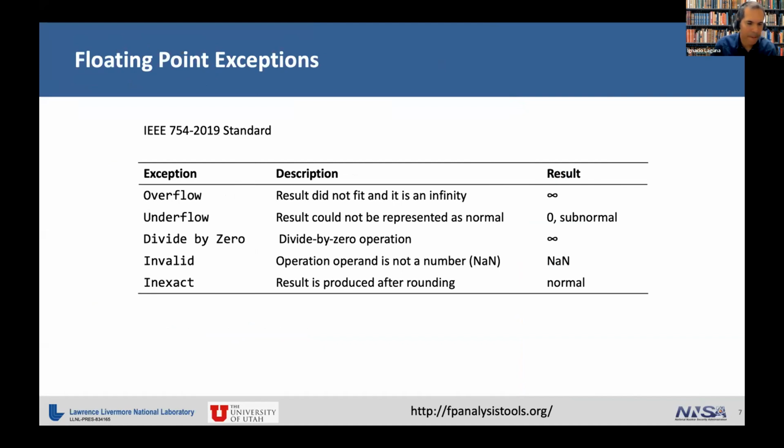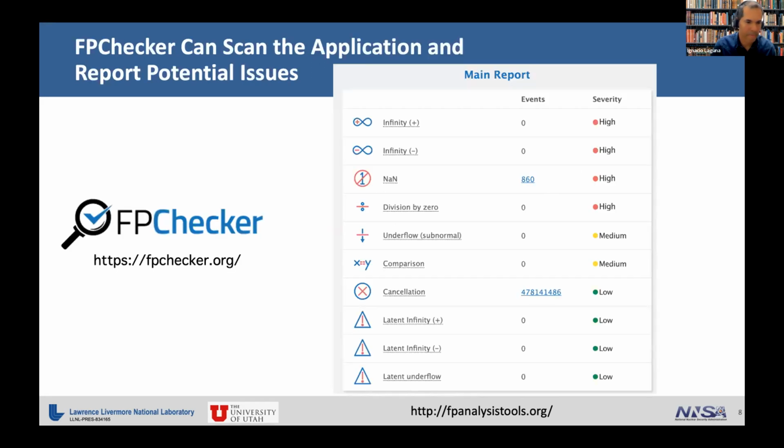There's another exception in the standard defined as inexact, which basically happens when you have rounding in your code, but rounding occurs everywhere in every scientific application. So we don't really have to worry about rounding. FPChecker will detect the first 4 and some other anomalies that I will show you later. I just wanted to give you an overview of the exceptions that we have in the floating point standard.